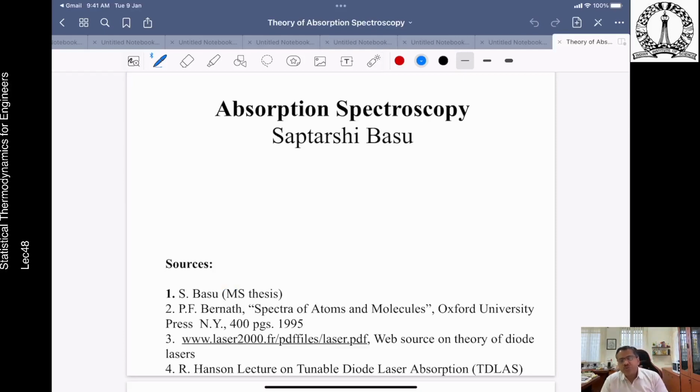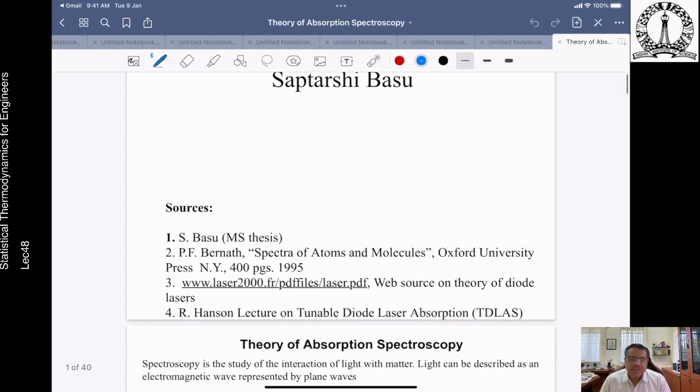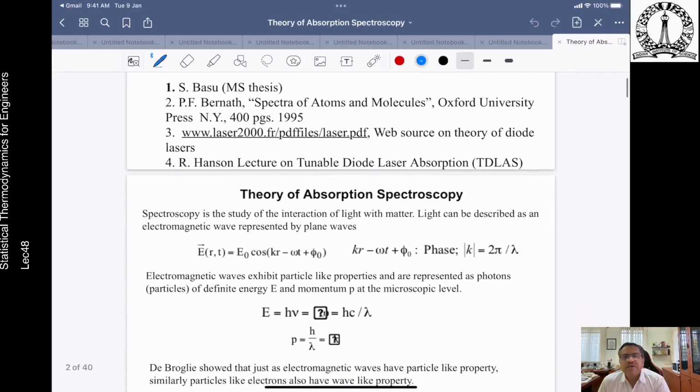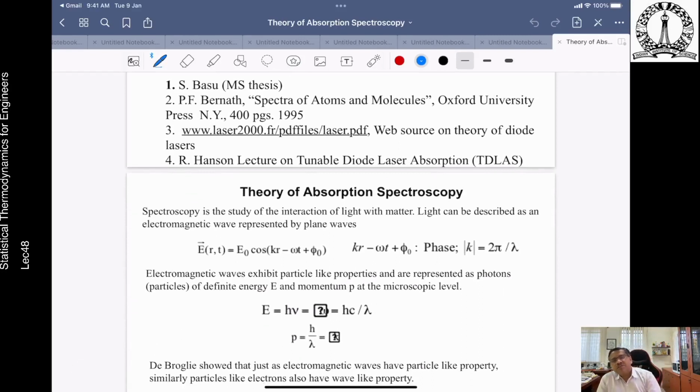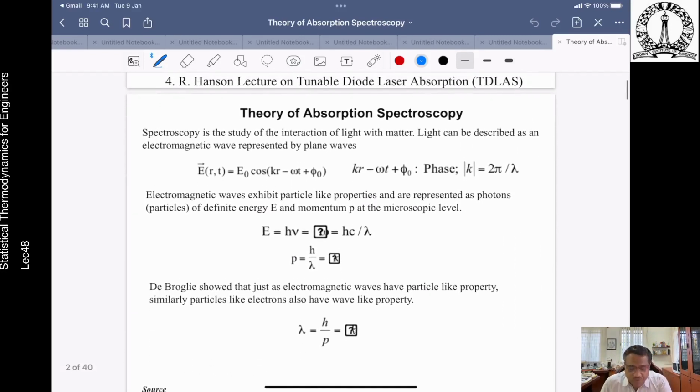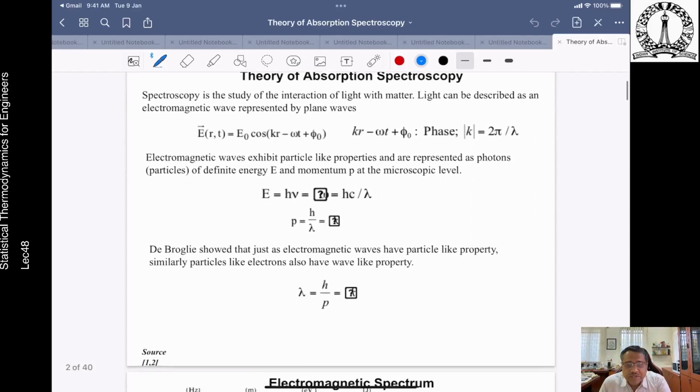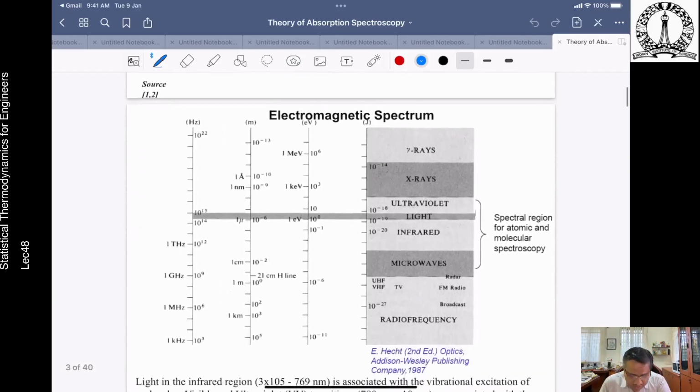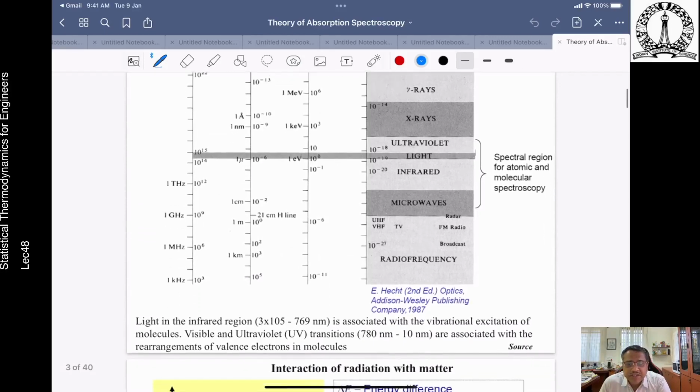spectroscopy. We are going to do a little bit of a rehash of what we already did in this PPT. The sources are basically Bernath's Spectra of Atoms and Molecules, the MS thesis of Professor S. Basu, and then there are web lectures and Professor Ronald Hanson's lecture on tunable diode laser-based absorption spectroscopy. Some of these things we already did, so there is no point in redoing them. We know the electromagnetic spectrum already by heart right now.